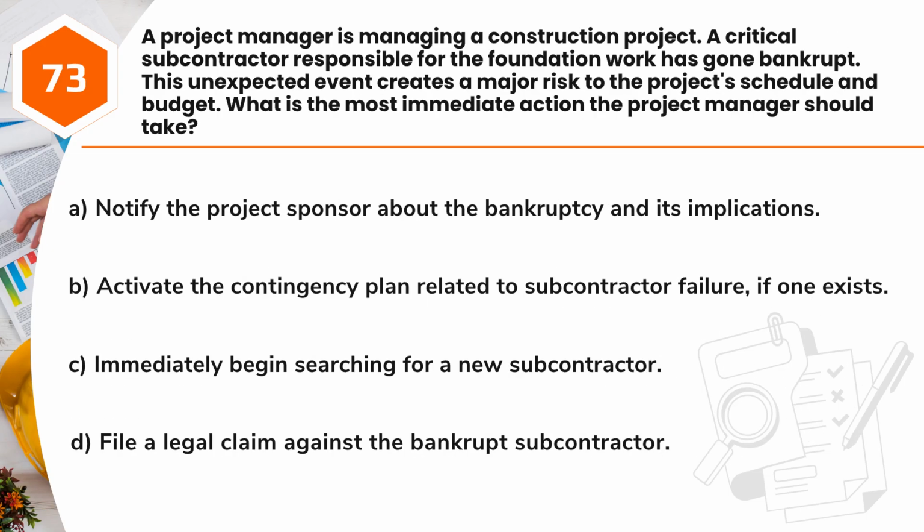Question 73. A project manager is managing a construction project. A critical subcontractor responsible for the foundation work has gone bankrupt. This unexpected event creates a major risk to the project's schedule and budget. What is the most immediate action the project manager should take? A. Notify the project sponsor about the bankruptcy and its implications. B. Activate the contingency plan related to subcontractor failure, if one exists. C. Immediately begin searching for a new subcontractor. D. File a legal claim against the bankrupt subcontractor.